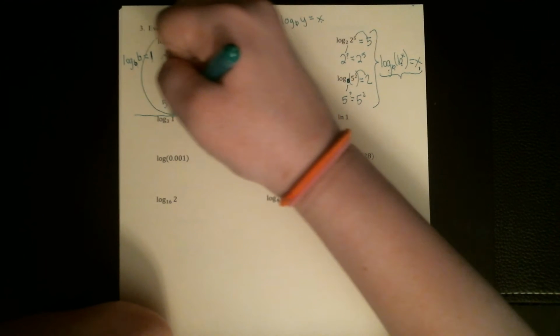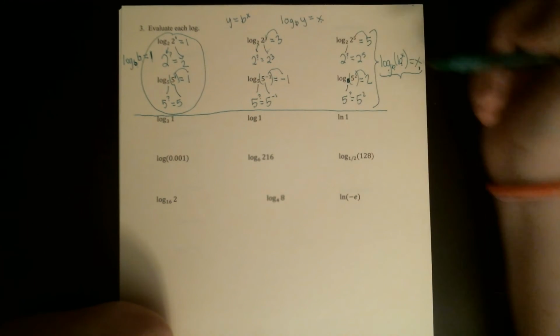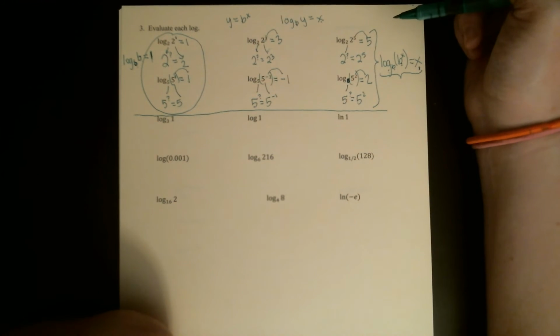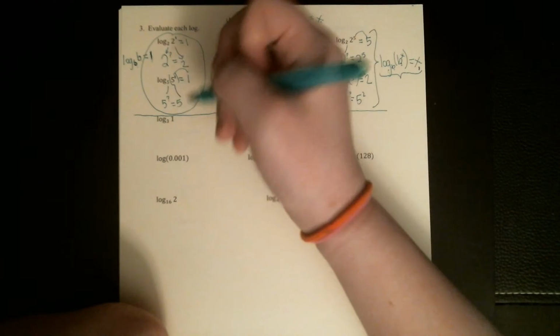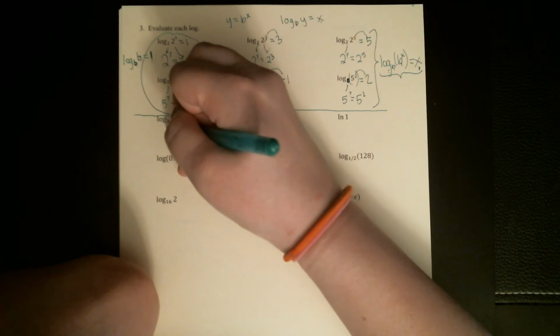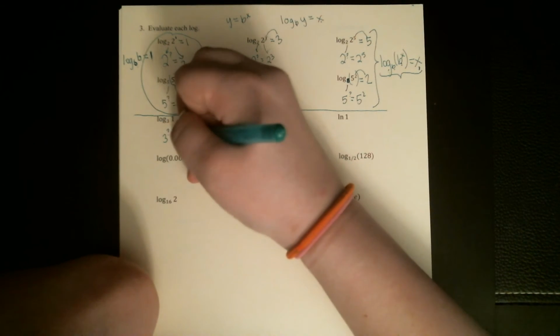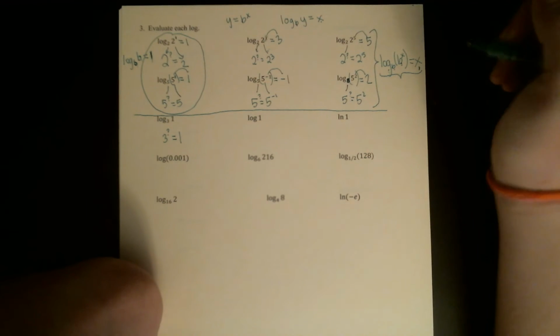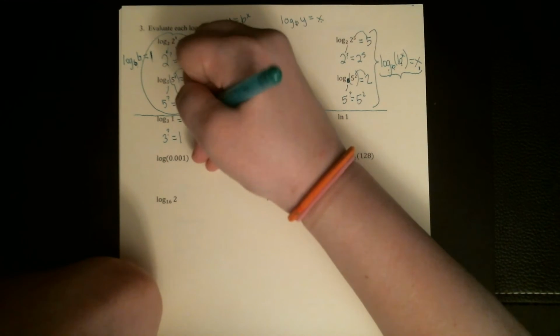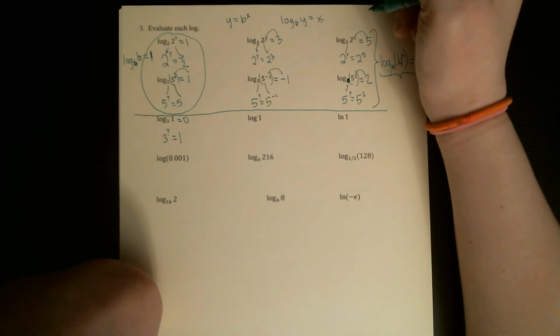Okay, so there was a couple of generalizations. Let's look at this row. See if we can come up with another, and then the rest are just practice. So log base 3 of 1, we should be asking ourselves, what power of 3 will give me 1? And the answer to that should be 0. If you raise something to the 0 power, you should get 1.